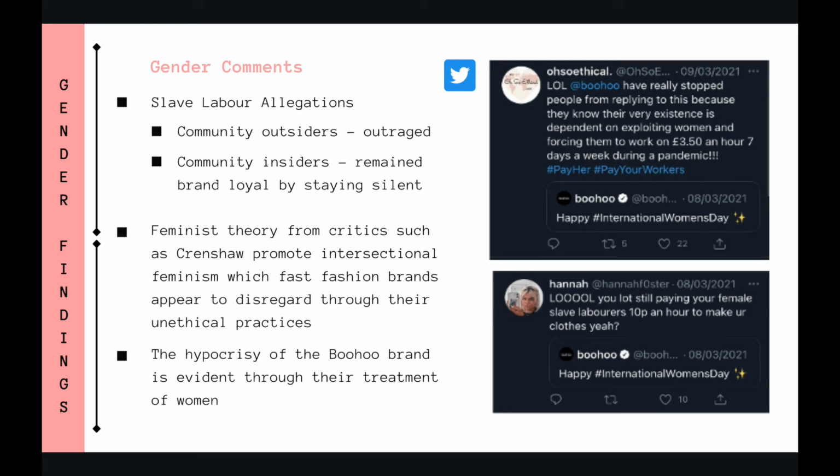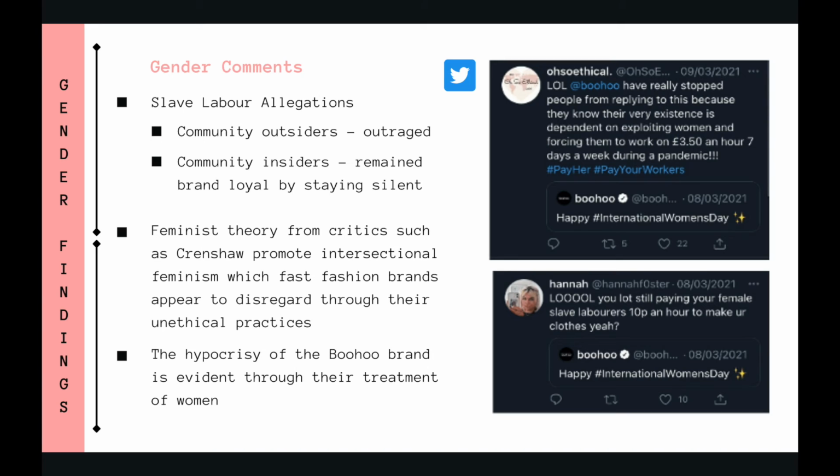It is important to mention the ethics behind the Boohoo brand. Recently challenged in the media for allegations of slave labour, findings have shown that non-community members were outraged as such allegations came to light. However, members within the community remained silent on the matter, proving brand loyalty. Feminist theory promotes intersectional feminism, which fast fashion brands appear to disregard. This theory must be applied when discussing sustainability and working conditions, as women are most impacted by these issues. The fast fashion industry is indirectly impacting women, and Boohoo is partly responsible.